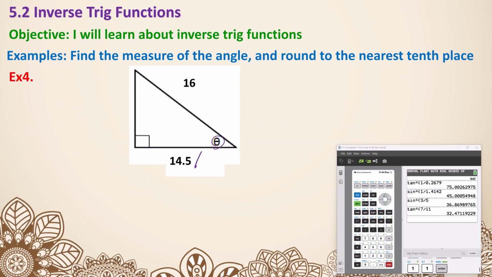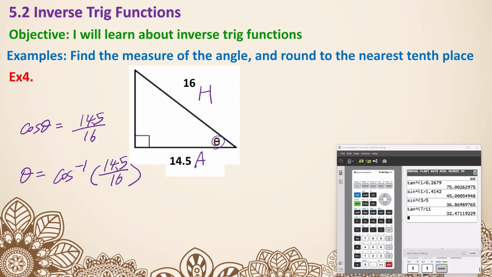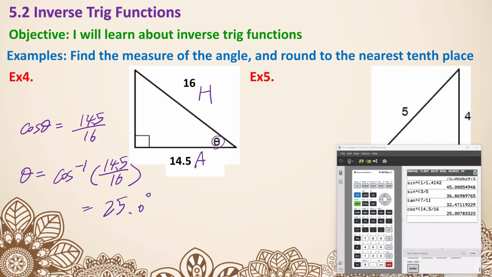Moving on, example 4. Theta being here, we have the adjacent side and hypotenuse. The trig ratio that involves adjacent side and hypotenuse is cosine. So let's go with cosine theta equals 14.5 over 16, which makes theta the inverse cosine, or arc cosine, of 14.5 over 16. Let's type it in the calculator: inverse cosine of 14.5 divided by 16. And that is going to be 25.0 degrees.